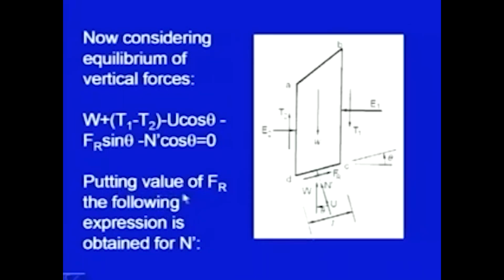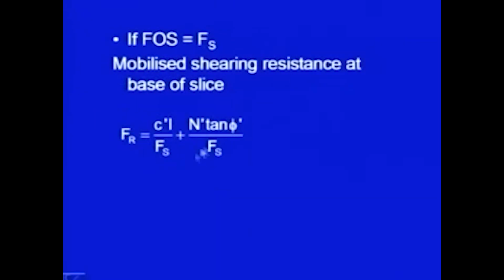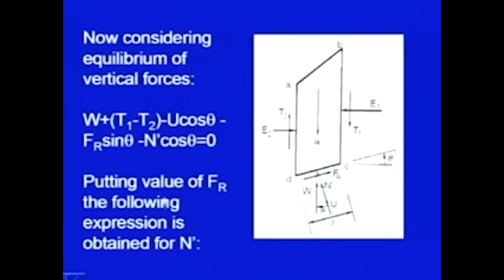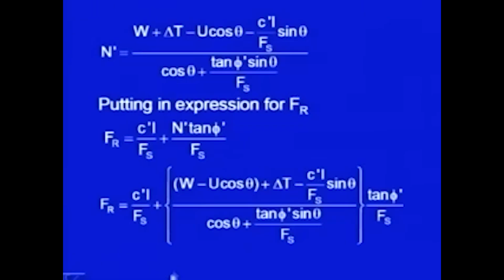Now, putting the value of Fr which we just now calculated, we computed previously using this value. When we put Fr here and solve this equation, we get the following expression for N dash. So, N dash is equal to W plus delta T, where delta T is T1 minus T2, minus U cos theta, divided by C dash L upon Fs sin theta upon cos theta plus tan phi dash sin theta upon Fs.